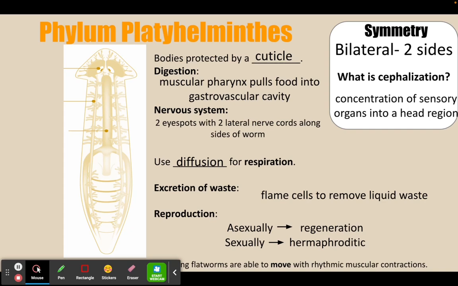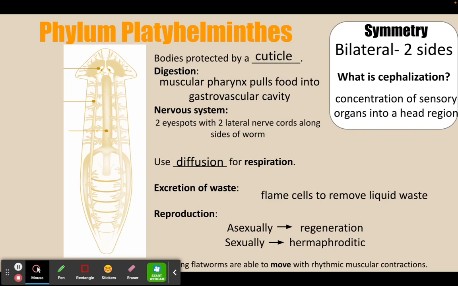So all platyhelminths or all flatworms are going to have a body that's protected by a cuticle. So that's a layer of tissue that will surround their body to protect it. How they digest, they actually have this muscular pharynx. It's a separate little tube that comes out of their body, and it will pull food into their gastrovascular cavity. So it's almost like one of those bendy straws, if you think about it, like the kinds you might get for milkshakes or sodas or whatnot. It's this tube that's kept inside their body.